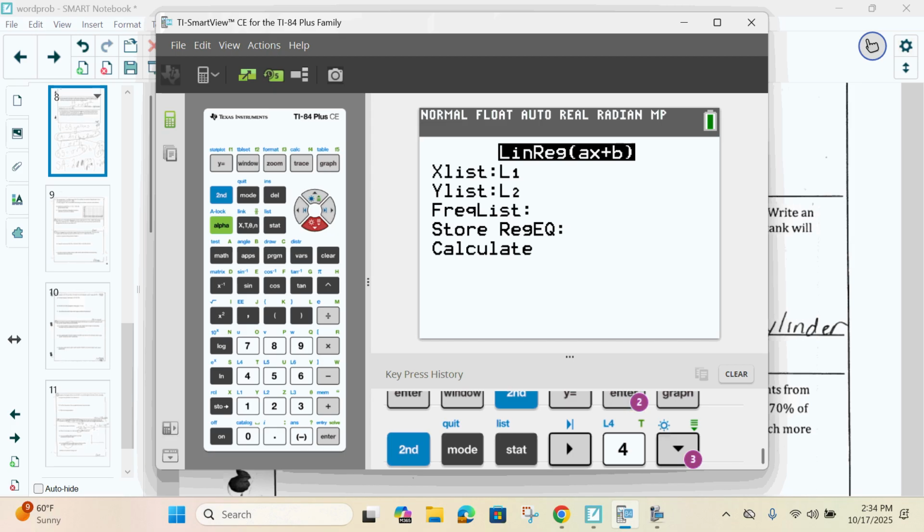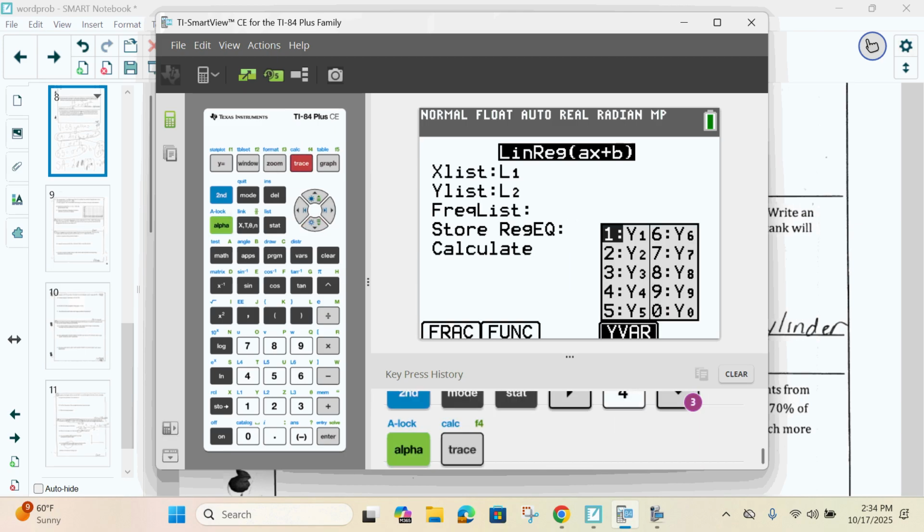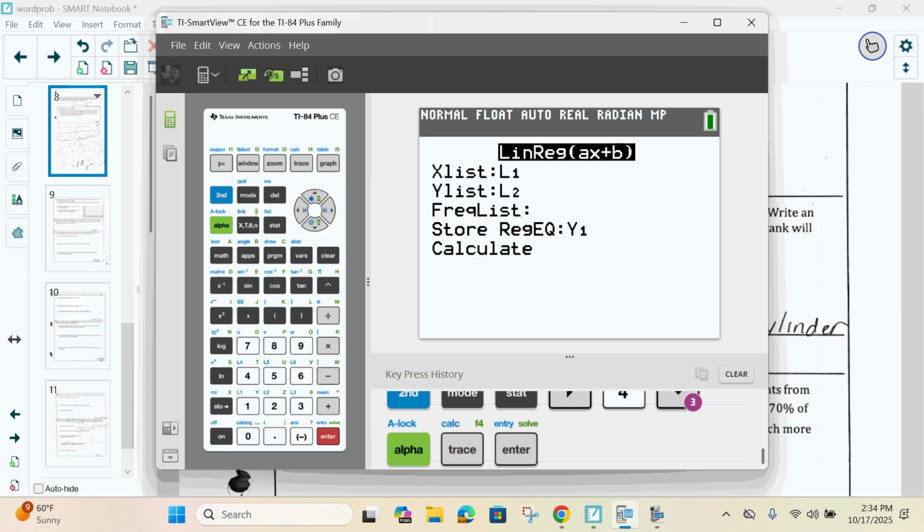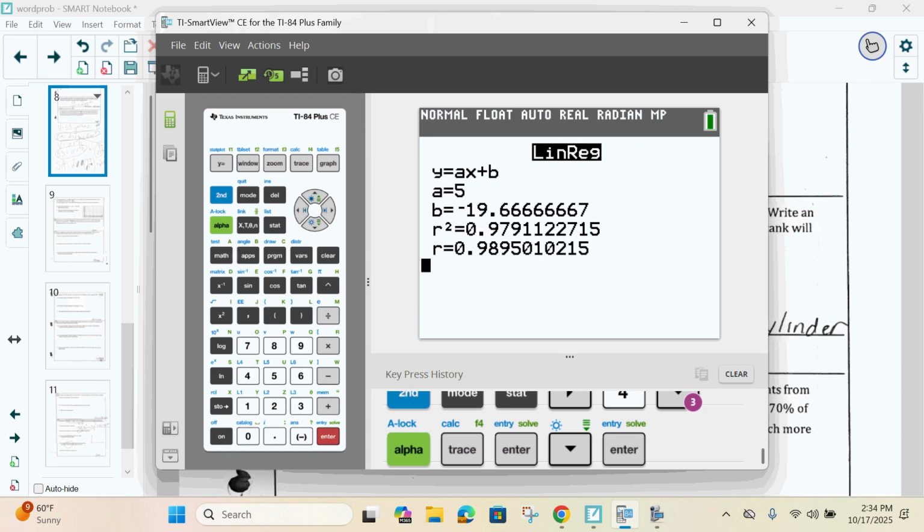But you have to go to the regression now. You got to go stat, calc, lin reg. And that's when you have to go L1, comma, L2, comma, Y1. To get Y1, you're going alpha trace, and you're getting Y1. Go and hit calculate. This is what you should get. And everybody should get exactly what I have.